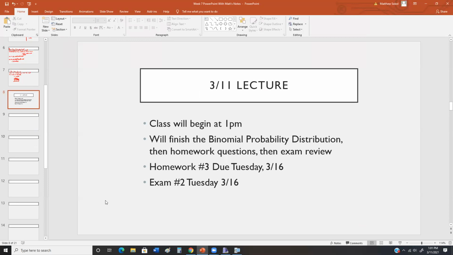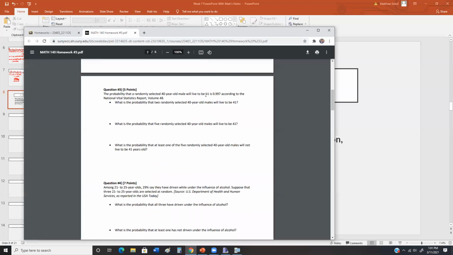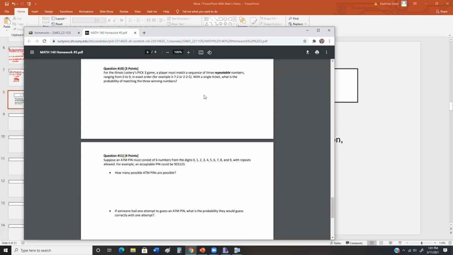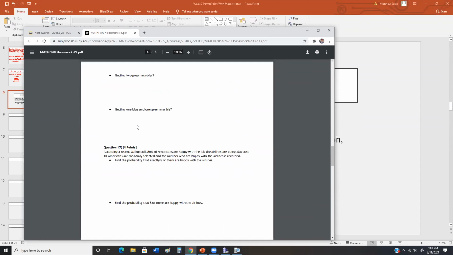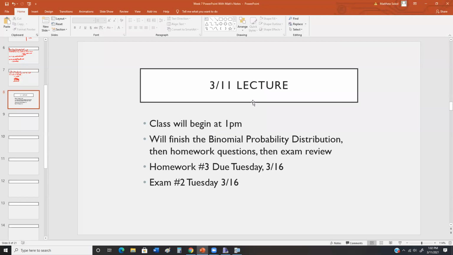And then I'll take any homework questions that you might have. If you go into the classroom, look under homeworks, your homework number 3 is due next Tuesday. I'll be more than happy to work through any of these problems with you, just to help you get started on them. This homework is a really good way to study for the exam. I looked over exam number 2 before class, and if you can do this homework, you're going to ace exam number 2. And then after I take homework questions, I'll do a quick exam review on any topics that we haven't talked about, specifically on the homework review, things like that.